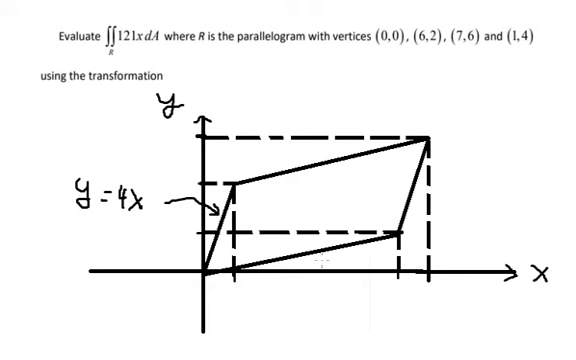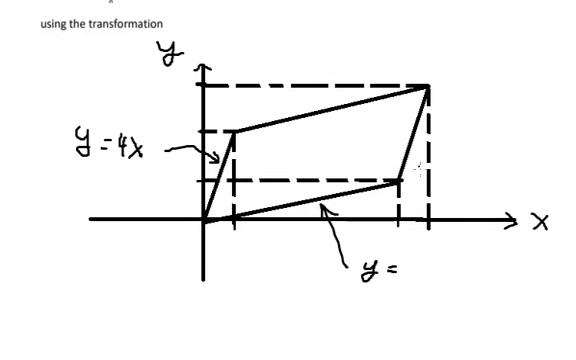About this one in here, that's the point 6, 2. So there should be y equals 1/3 x. When we put 6 in here, we have y equal to 2.